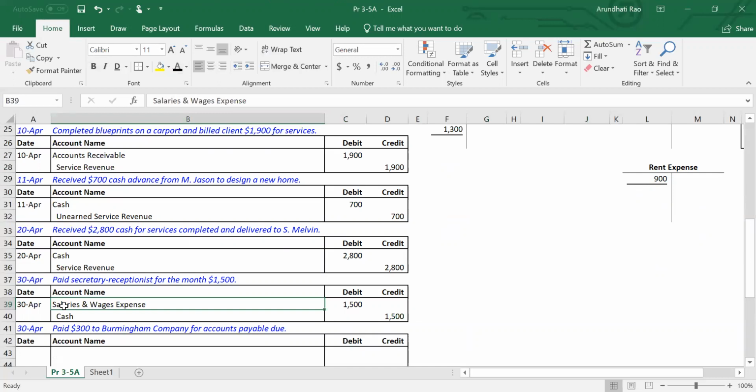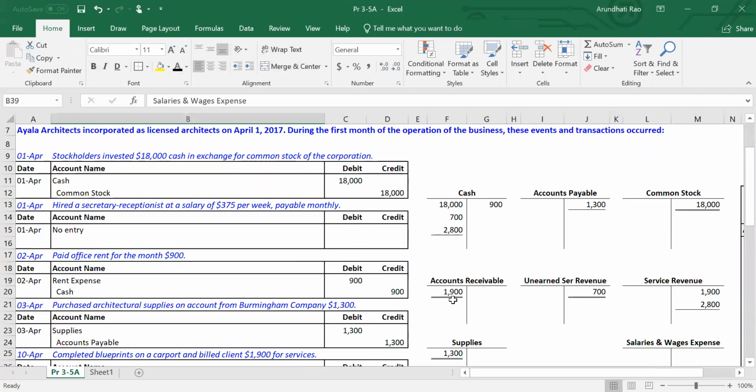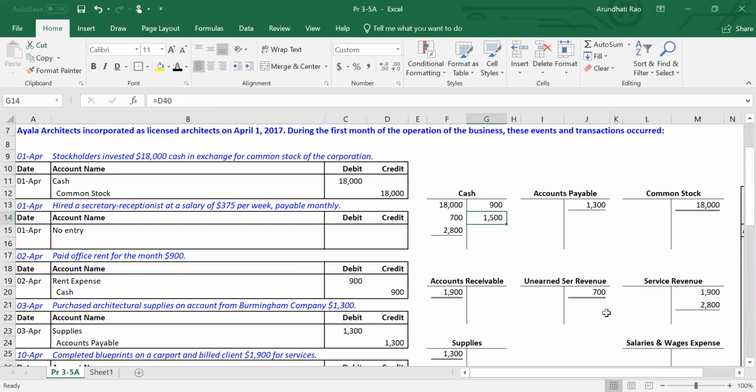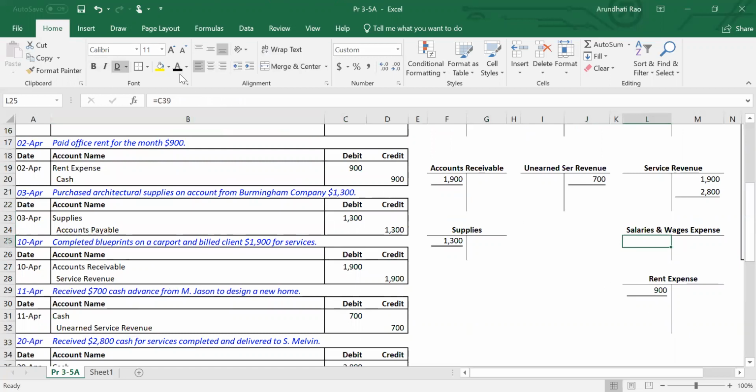Just a clarification of the words salaries and wages expense. Traditionally, we use the word salaries expense for anyone who works in the office, and wages for people who work in the factories. The words are used interchangeably. Some textbooks will use the words combined as salaries and wages expense. It doesn't matter. It's basically an expense associated with services you receive from your employees. So we'll just use the words salaries and wages expense. So salaries and wages expense debit, cash credit. So again, cash we'll put on the credit side, salaries and wages expense on the debit side.